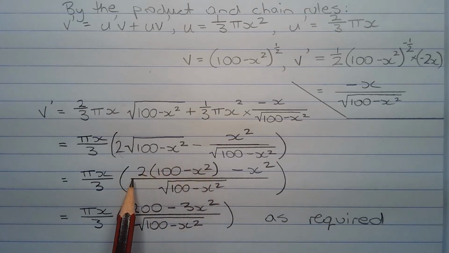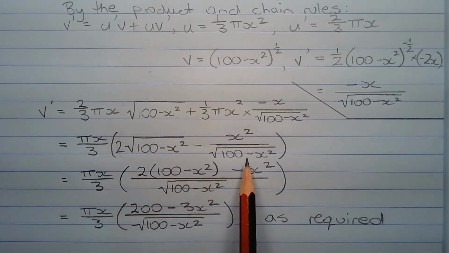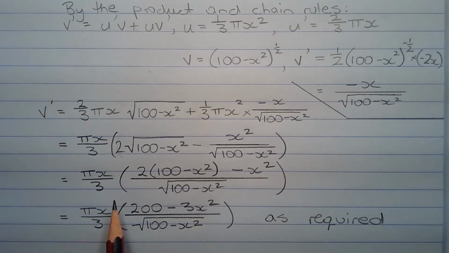And expanding this bracket here, that gives us 200 minus 2x squared, but then we have minus x squared there, so collecting the like terms, we have V dash is equal to pi x over 3 multiplied by 200 minus 3x squared over the square root of 100 minus x squared, as required.